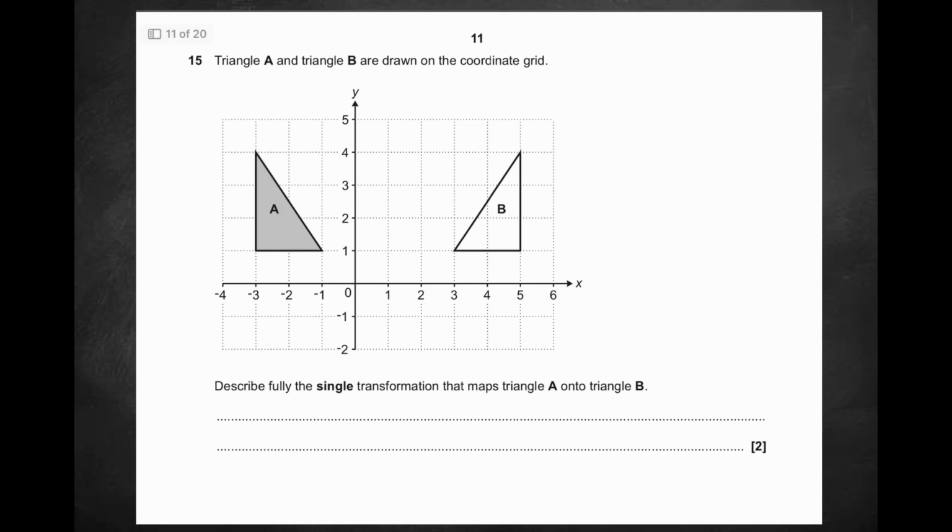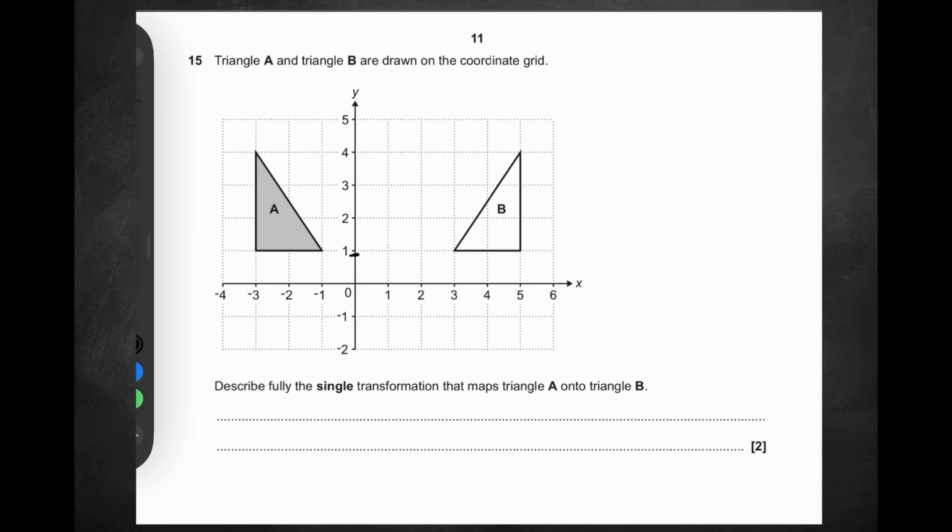Question 15. Triangle A and triangle B are drawn on the coordinate grid. Describe fully the single transformation that maps triangle A to triangle B. Well, triangle A has flipped or reflected, so we can see that it was pointing one direction, it's now pointing the exact opposite direction. It's still on the same point on the y-axis, as in it starts and it stops on the bottom at 1 here, which means the reflection is just going to be in a value of x.